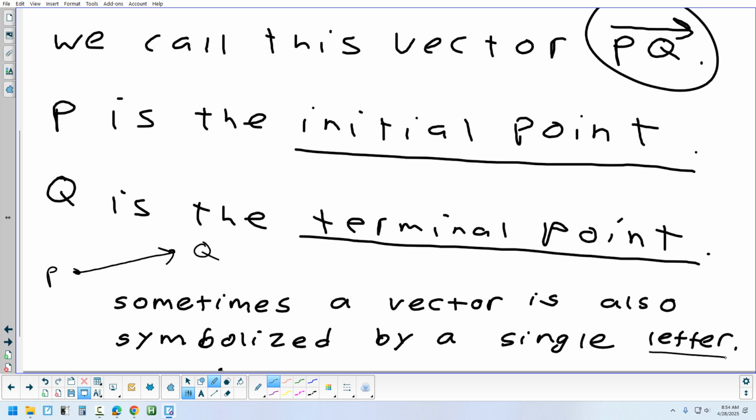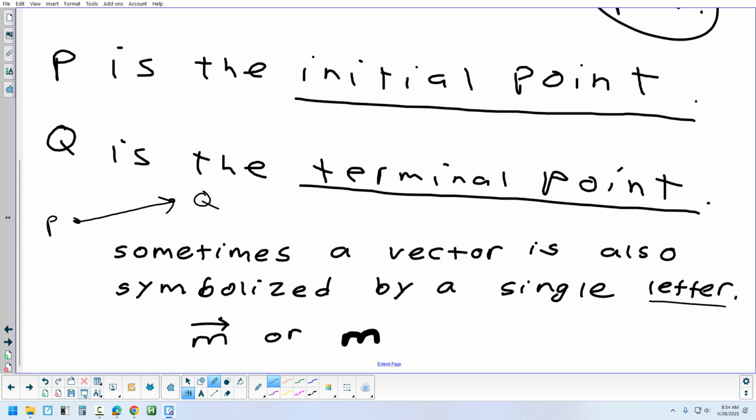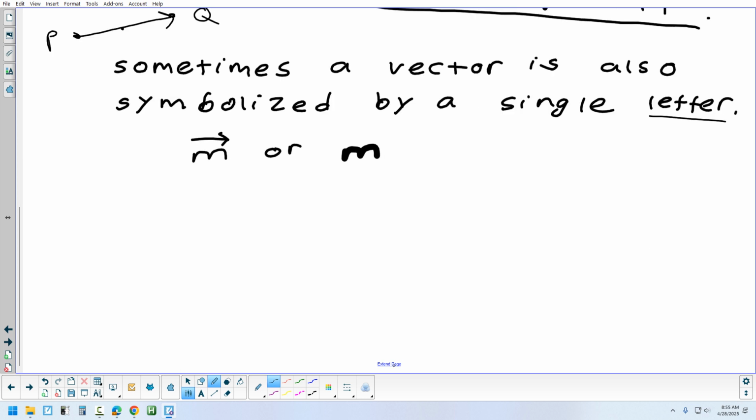The problem is we already use letters for something else in math. What do we already use letters for? Yeah? We already use letters for variables. Well, variables and vectors aren't the same thing. Okay, so if we're going to use a single letter, we need to make sure it looks different than a variable. And there are 2 ways we can do that. If I wanted to name this vector M, I can either call it M and put a line on top, or put an arrow on top. That's one notation you can use when you name a vector.